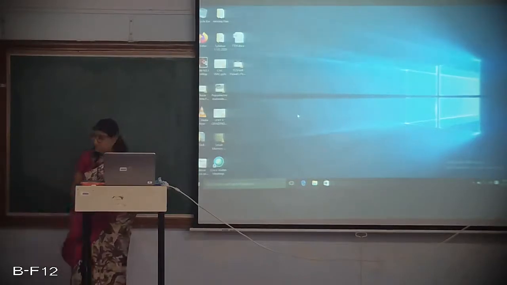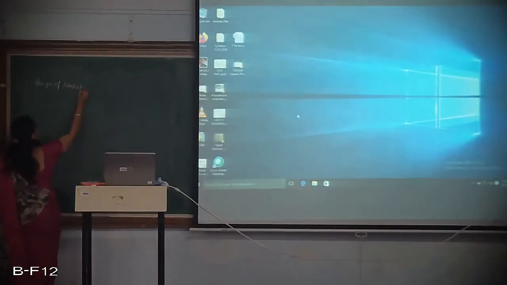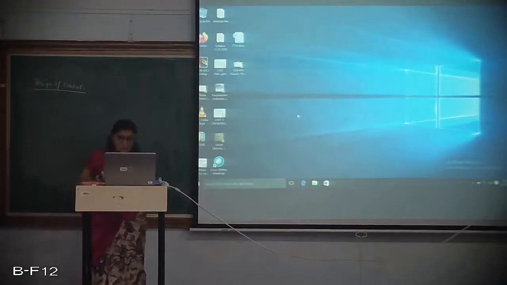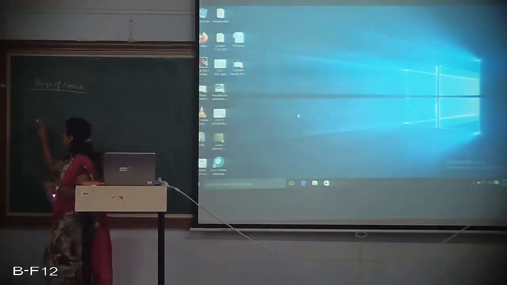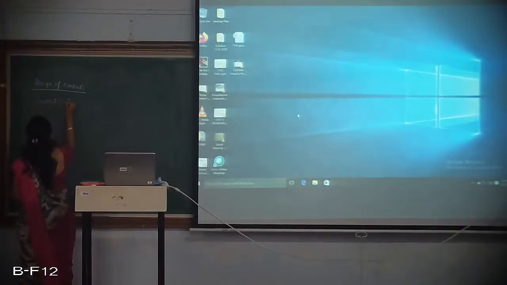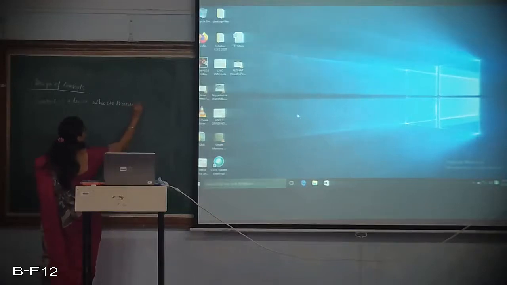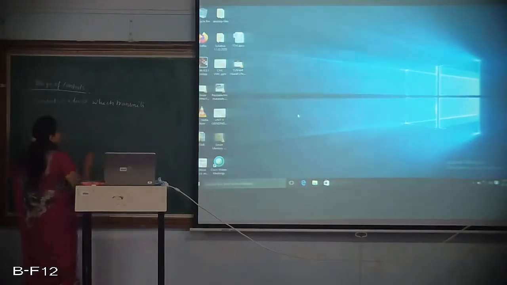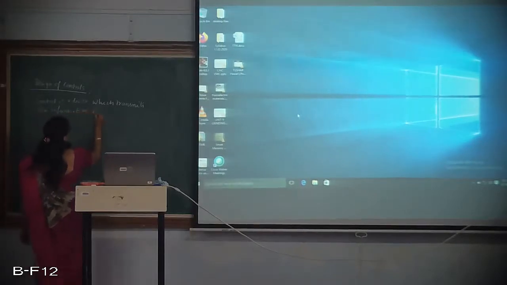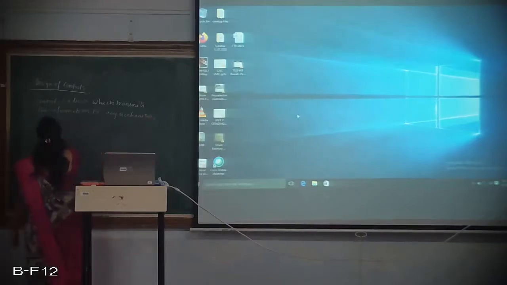So the next part of it is design of controls. In that, what they say is a control is a device which transmits information to some mechanism, machine or system. Control is a device which transmits the information to some mechanism or machine.